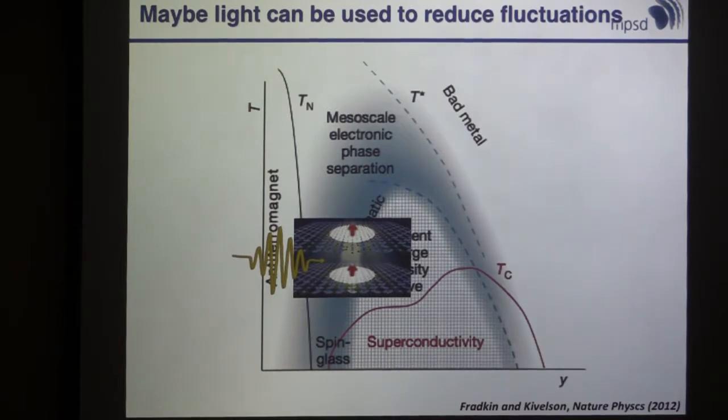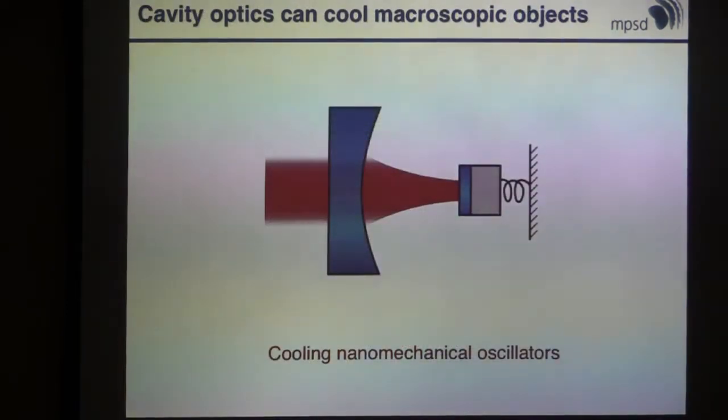The reason why I think that this is even conceivable is that there's an enormous amount of work in quantum optics that actually comes from the LIGO technology, in which optical cavities are used to cool some degrees of freedom of macroscopic objects. The way this cooling of a mechanical oscillator works is the following.